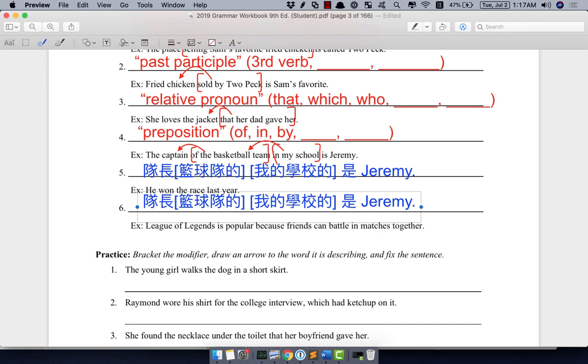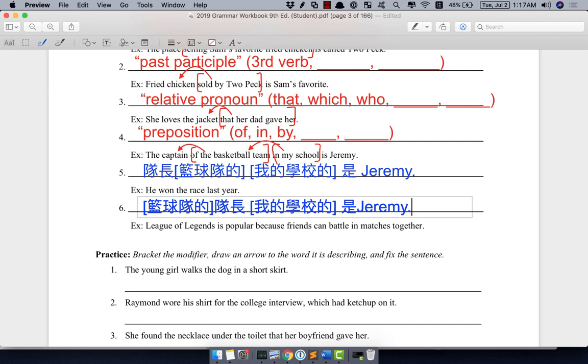Here you have a modifier, of the basketball team. Okay, so the modifier is because of the basketball team describes the captain. So 篮球队的 describes the 队长. So in Chinese, you would have the description phrase in the beginning. So this would be like 篮球队的队长. Oops, and then Jeremy's gone. So let me add Jeremy here.